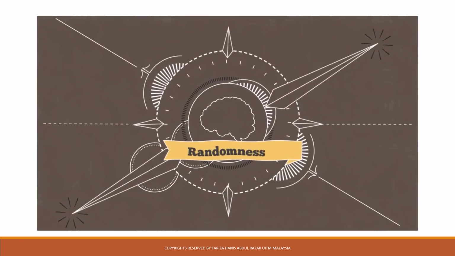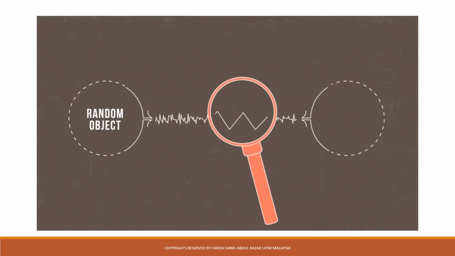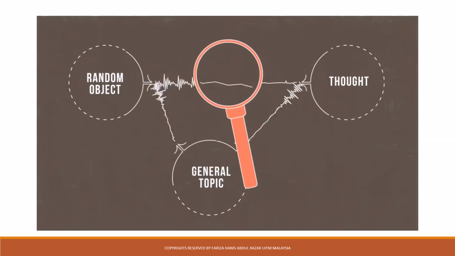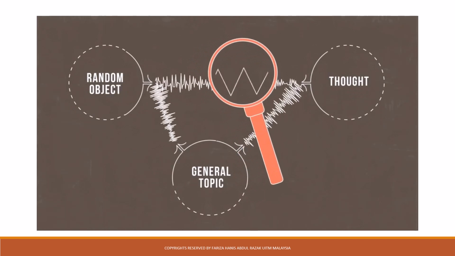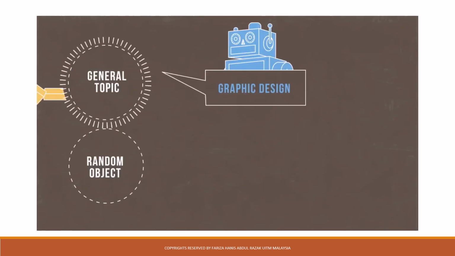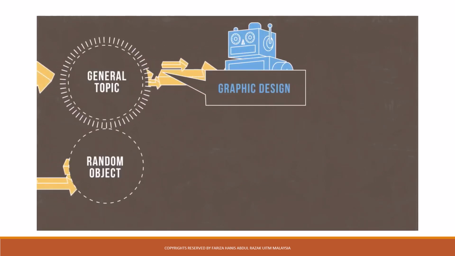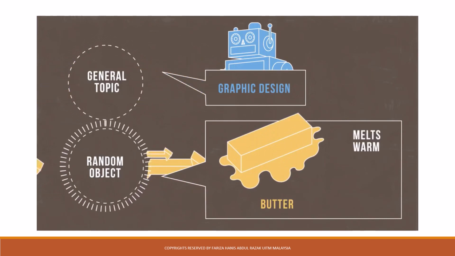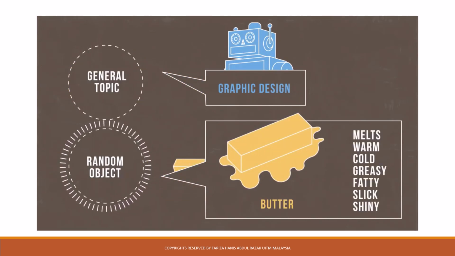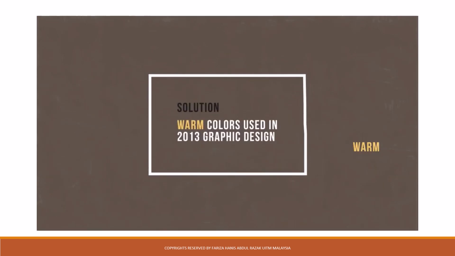Randomness. Find the connection between a random word or thought and a general topic to develop a new creative idea. First, start with a general idea. Next, generate a random object and list words that can describe it or are associated with it. Last, pick the words from your list that can relate back to your general idea to form your solution.